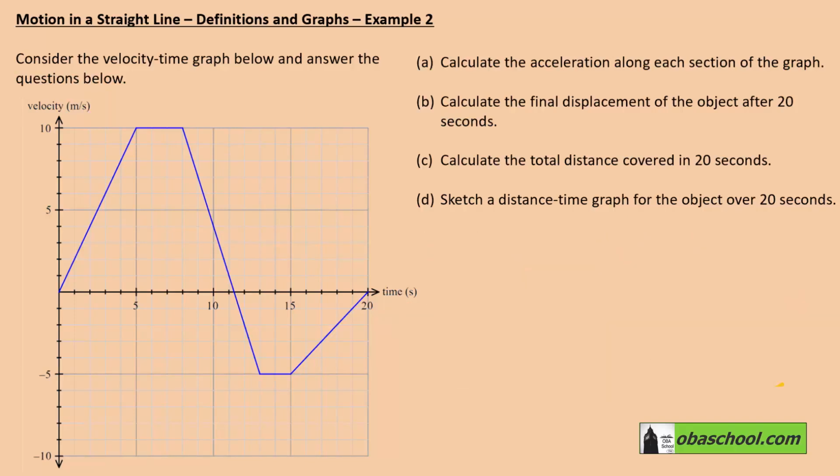We now want to calculate the final displacement of the object after the 20 seconds of motion. Now, area is what's going to give us displacement. So the area of this triangle is a half times 5 times 10. That's 25. Then got this rectangle, which is 3 times 10, so the area there is 30.